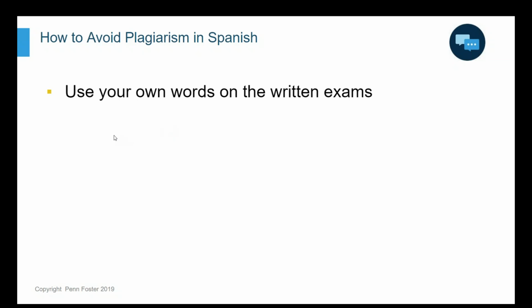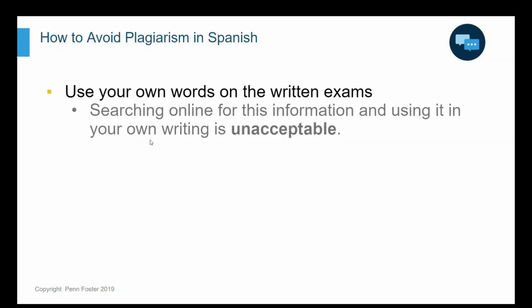So generally, how can you avoid plagiarism in Spanish? The first one's pretty obvious, but just use your own words on the written exams. You don't need to look up anything online. Everything you may need to know can be found directly back in the study material.